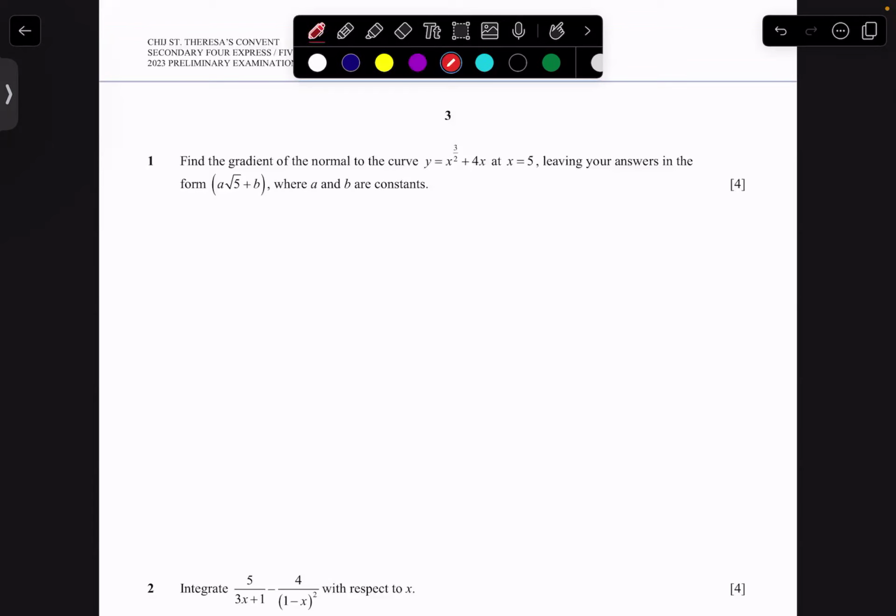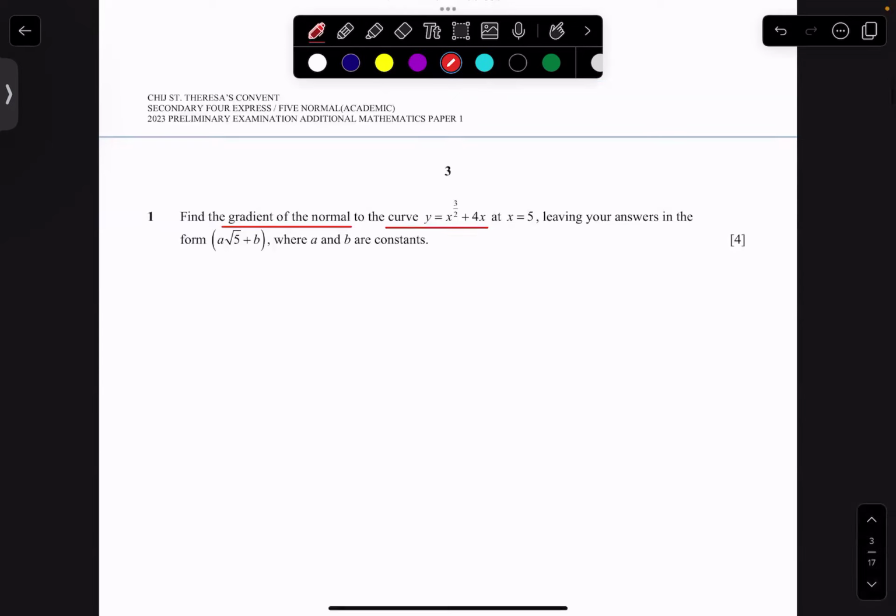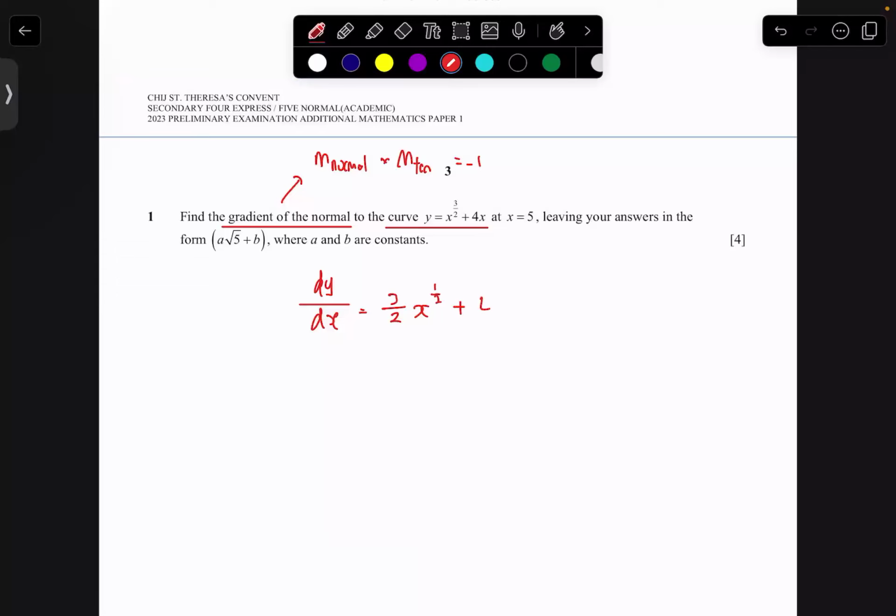Now over here, we have the curve y equals x to the power of 3 over 2 plus 4x. They ask us to find the gradient of the normal. What do we need to note about this? The gradient of the normal multiplied by the gradient of the tangent equals -1. So to find the gradient of the tangent, we need dy/dx. dy/dx equals 3 over 2 x to the power of half plus 4.